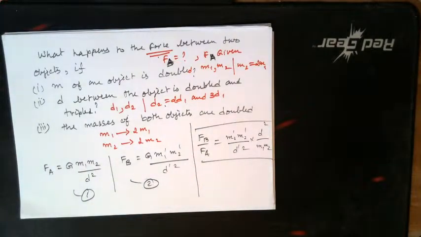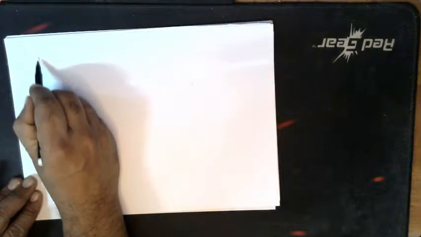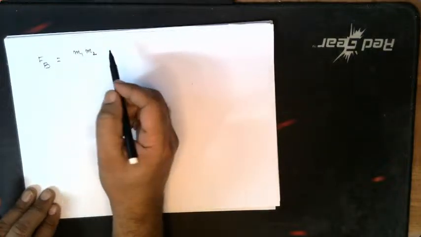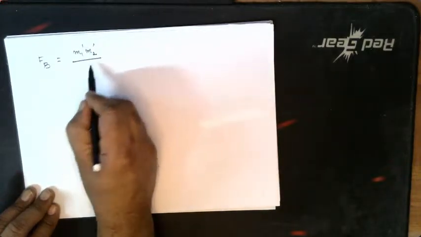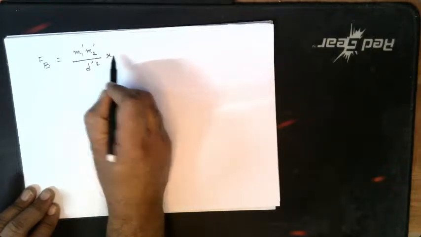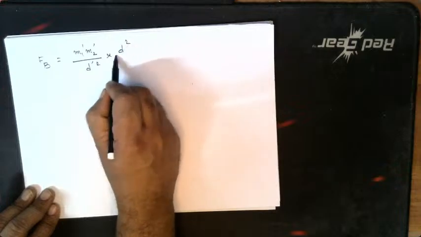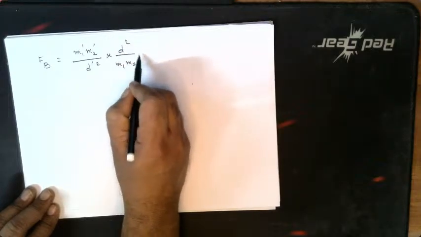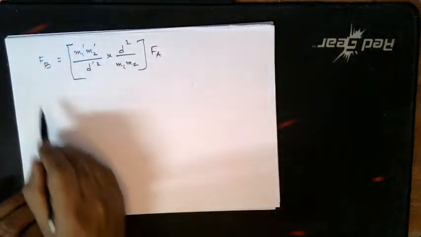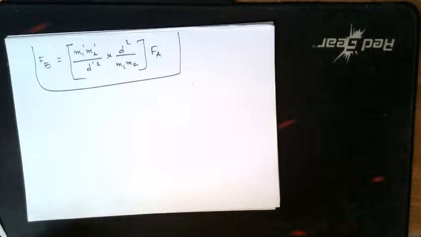Now we can comfortably substitute here. How? FB is equal to, let us rearrange because FB is asked, FB is equal to M1 dash M2 dash divided by D dash squared into D squared divided by M1 M2 into FA. Okay, so this is the final equation where we have to substitute.